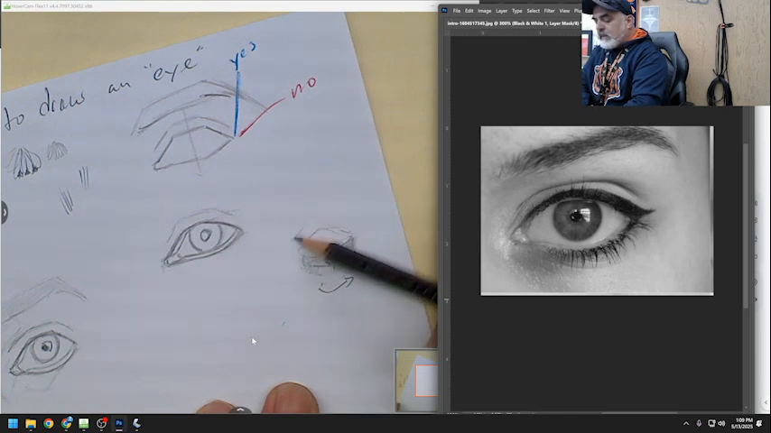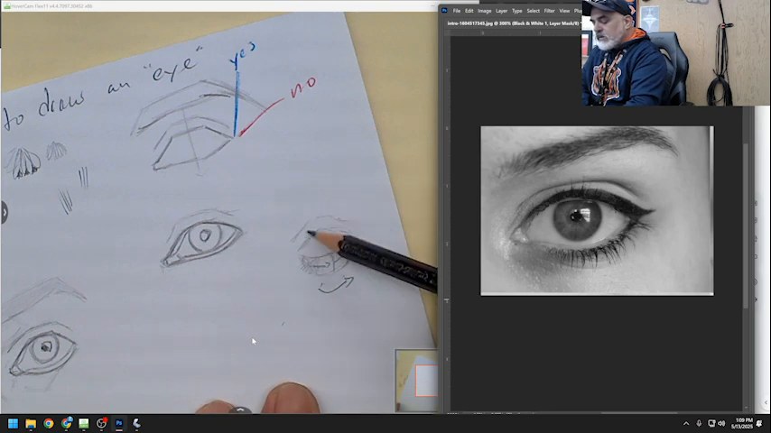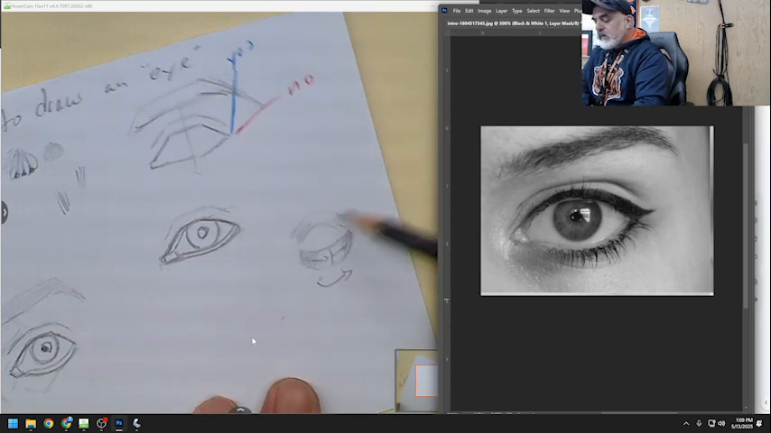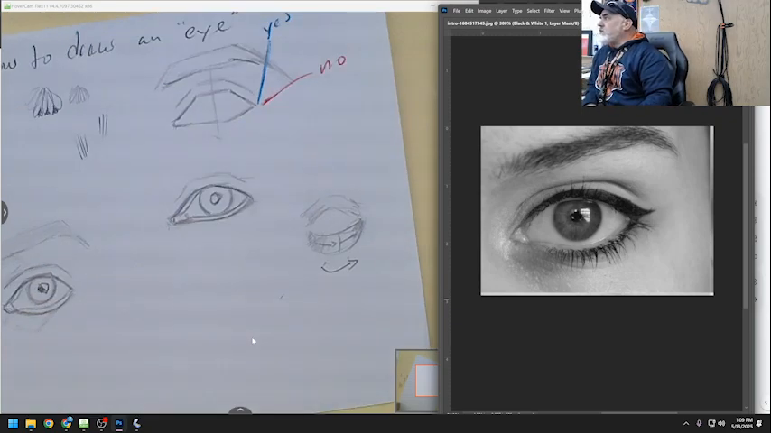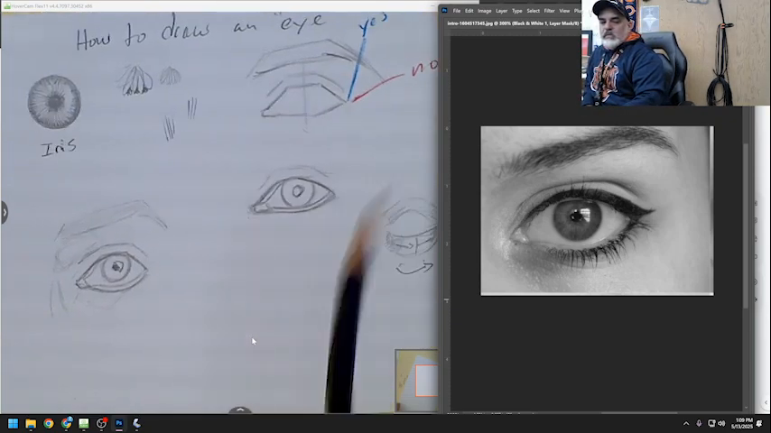So again, this top eyelid is kind of like a pipe. And that pipe is also round, which means shadows are going to be on this side and this side. Okay, so these are just some fundamentals that you got to look at when you're shading.